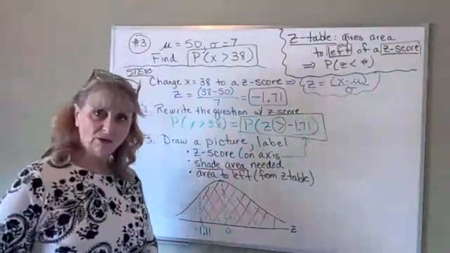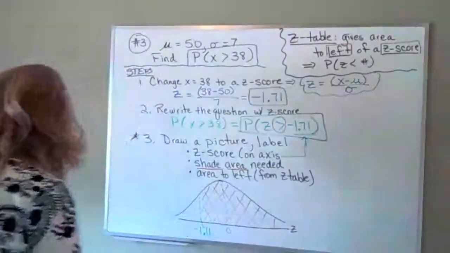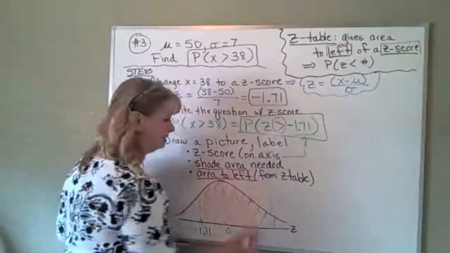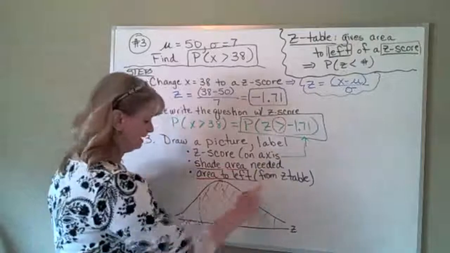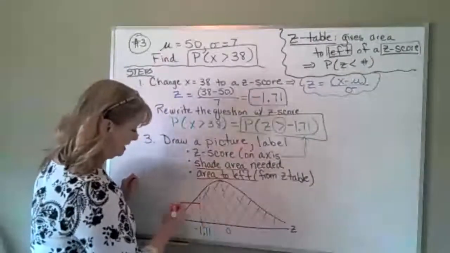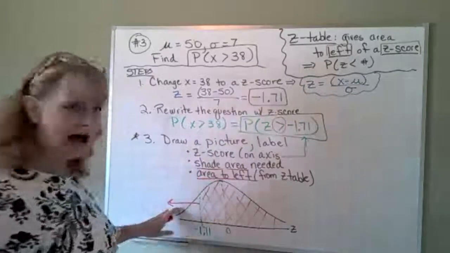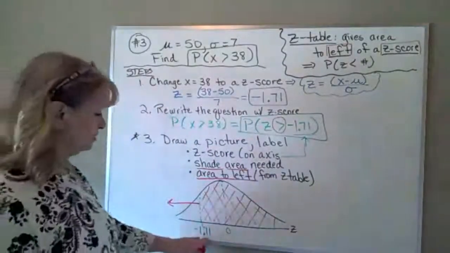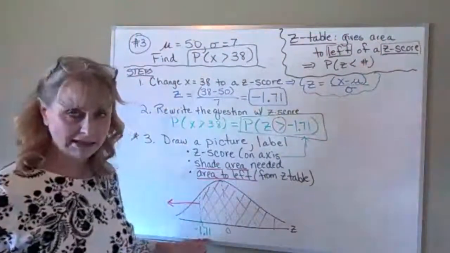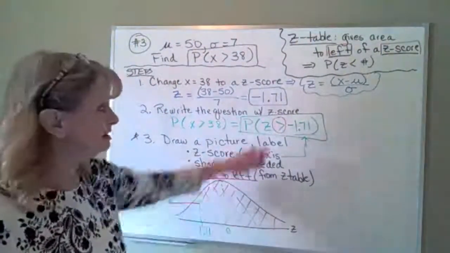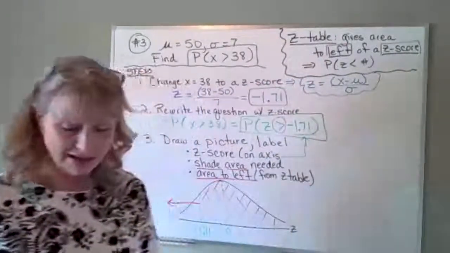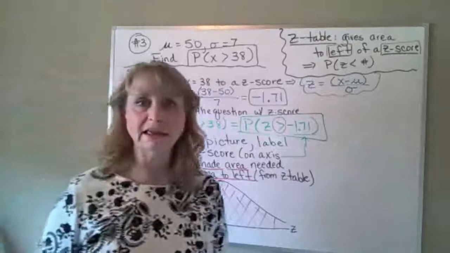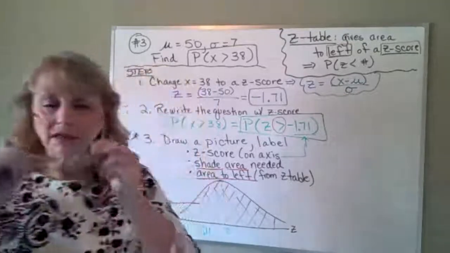If you're consistent and do everything in the same color every time, that kind of helps you learn a process. And then I'm going to label the area to the left, and I'm getting that from the Z table. So I'm looking up this area to the left. I always use a red arrow, and it is always going to be the area to the left. I'm going to look up that z-score in my Z table. The table's going to give me the area to the left of that z-score because that's what that table gives you. It gives you the area or the probability that a z-score is less than a particular number.